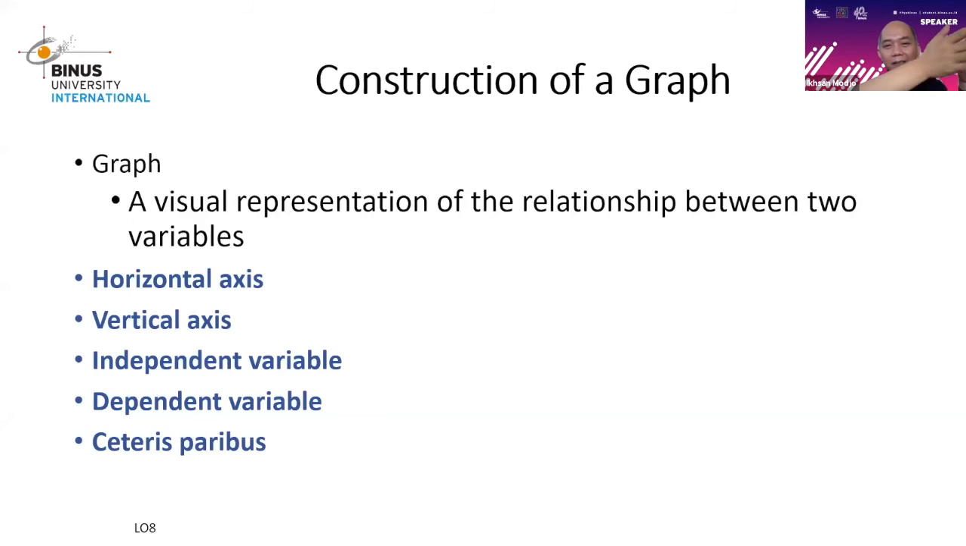So how is the relationship between X and Y, or if the variables are A and B, how is the relationship between A and B? You may just say X. But basically, the relation can be either a negative or positive relationship. We will see later on. So one thing you have to note is that a graph is basically a visual representation of the relationship between 2 variables.